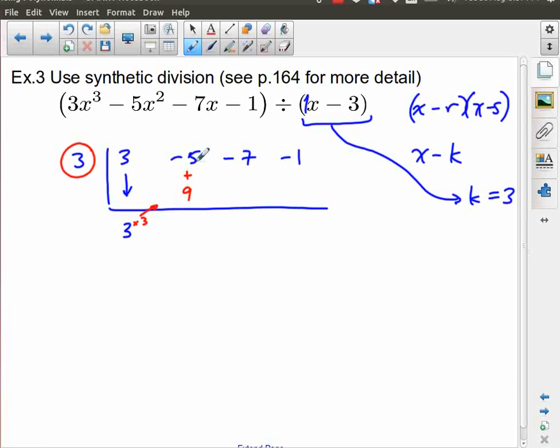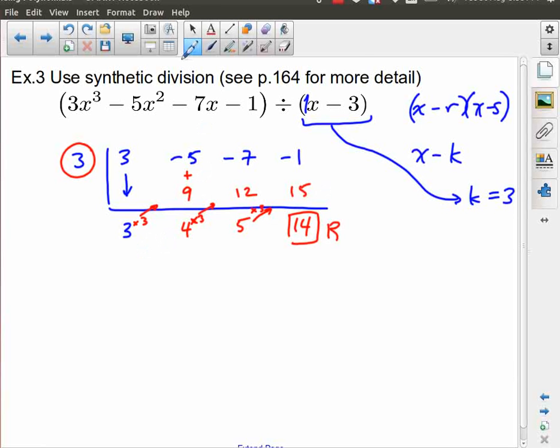Okay, so positive 9, negative 5 plus 9 is equal to 4. Then I take that value, multiply by 3, and 4 times 3 gives me 12. Negative 7 plus 12 is equal to 5. Take that value, multiply by 3. Remember, I'm adding here. 5 times 3 gives me 15. I add those together. That gives me 14. And this is my remainder.